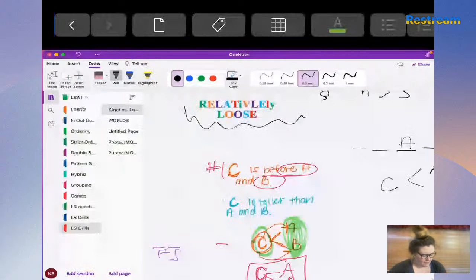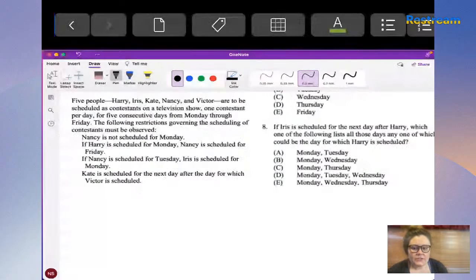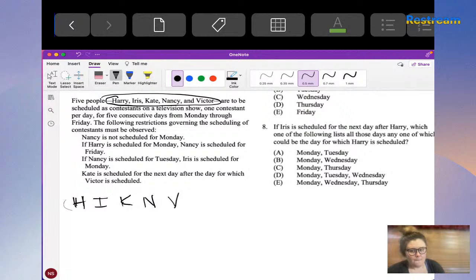All right, so let's go back to this question, and we're going to go ahead and practice diagramming this. All right, so we have 5 people. So we want to go ahead and put our variables here. So we have H, I, K, N, and V. We always just want to use the first letter of our variables. We have 5 spots just so we can keep track of them. And it says, are to be scheduled as contestants on a TV show, 1 contestant per day for 5 consecutive days from Monday through Friday. And so already, what kind of game do we guess this is?